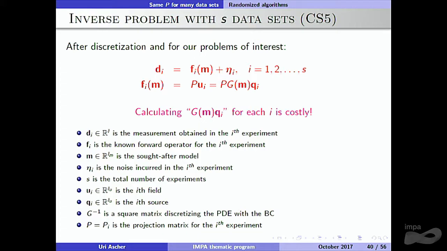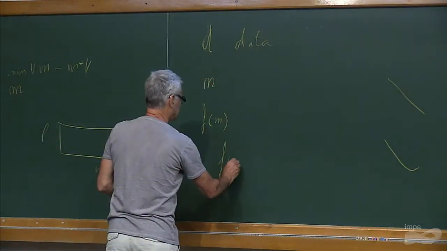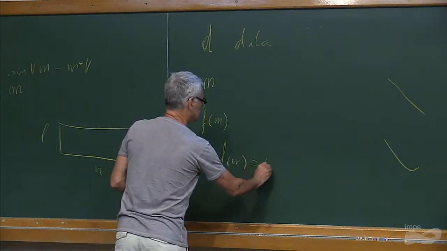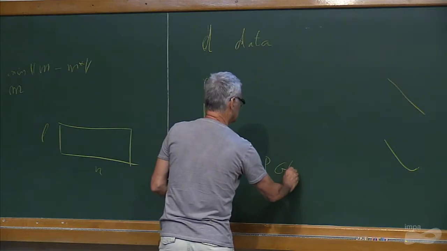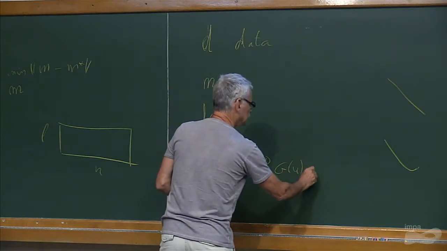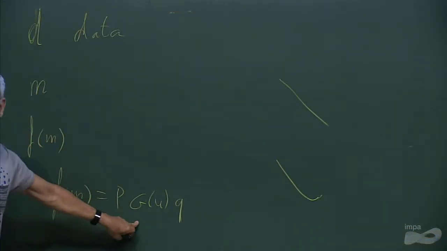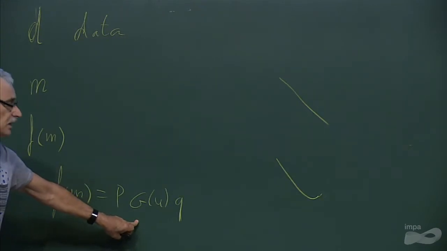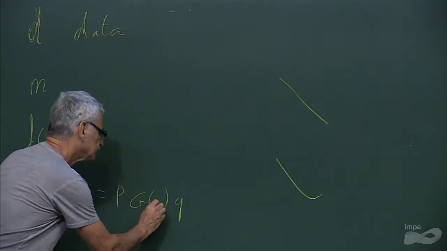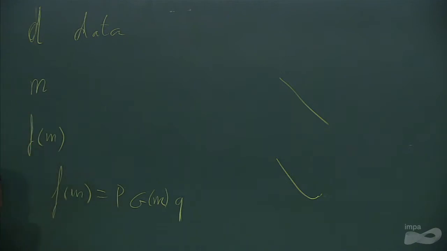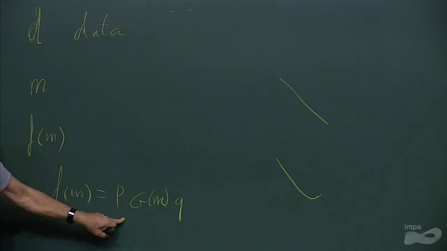Suppose that instead of having one set of data, you have many sets of data. So here, what we wanted to do is to have f of m equal to p times g of m applied to q, where q was a source, g of m is the Green's function depending on m, and p was the projection to where the data was.